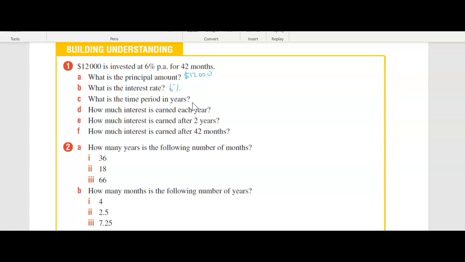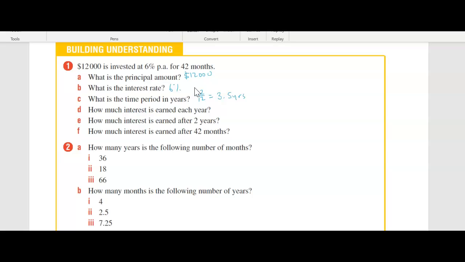What is the time period in years? So we've got 42 months. So to convert that into years, we can just divide by 12. So how many times does 12 go into 42? I think it's 3.5. Let me just do it on my calculator. It is 3.5, which is good. All right, so 3.5 years.